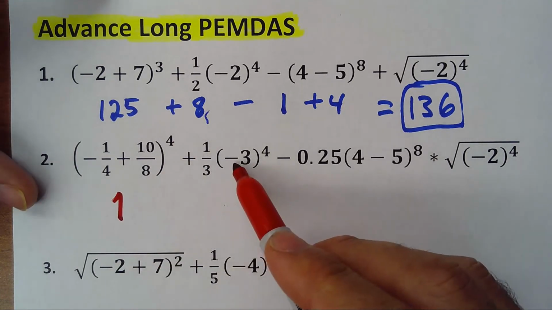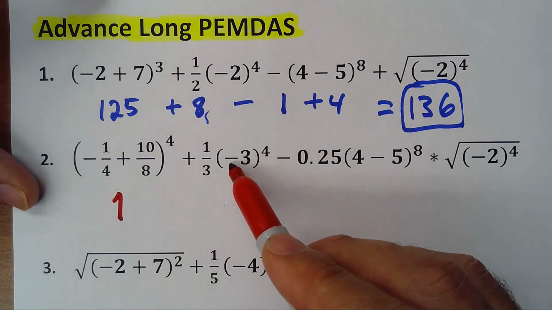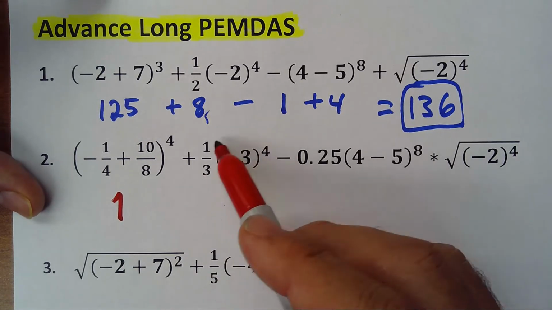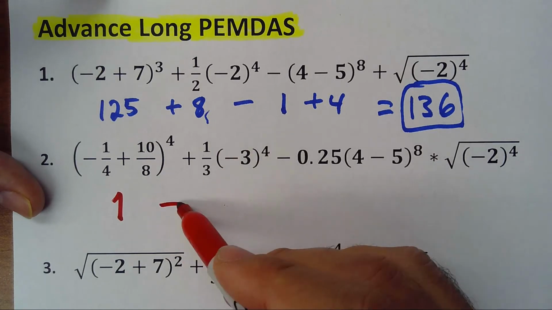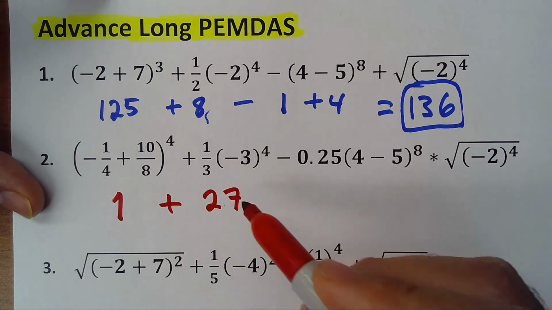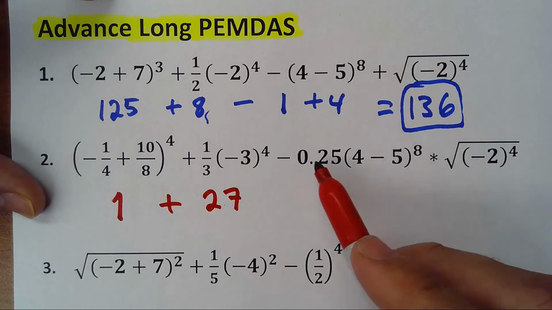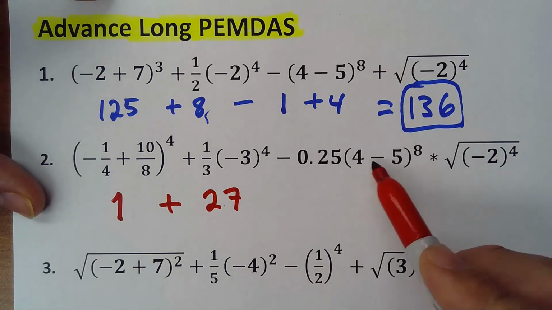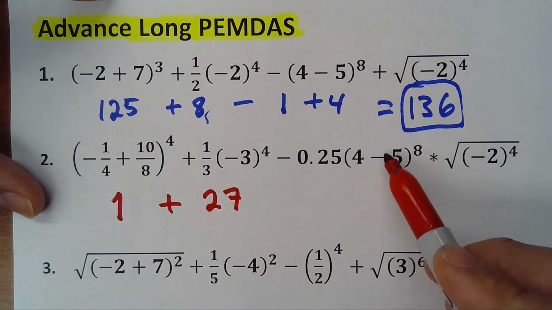Plus negative 3 to the 4, that would be 9 times 9, 81. 81 divided by 3 will be 27. So all the second term here will be plus 27. Let's go to this here. 0.25. 4 minus 5 is negative 1. Negative 1 raised to the 8th is 1 positive.